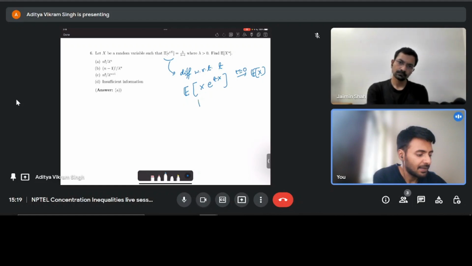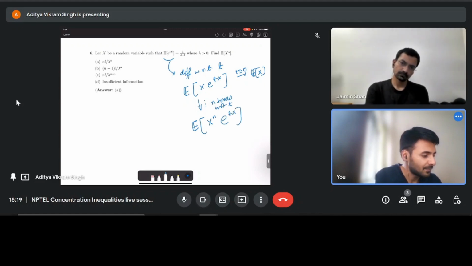And then keep on doing this, keep on differentiating. To differentiate this n times, you just get x to the power n times e power tx. You're differentiating with respect to t, so x acts as a constant every time you differentiate. And again, if you put t equal to 0, you get expectation of x power n.